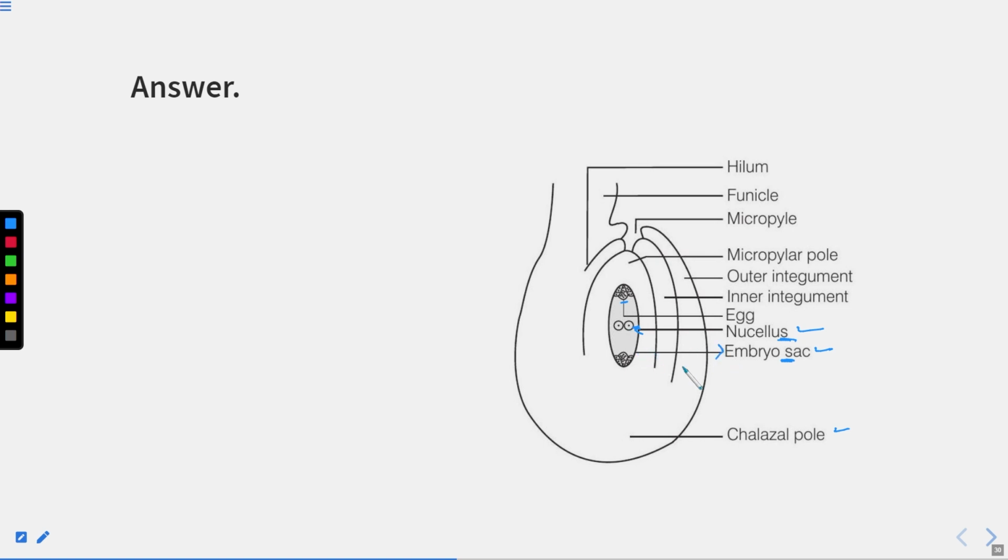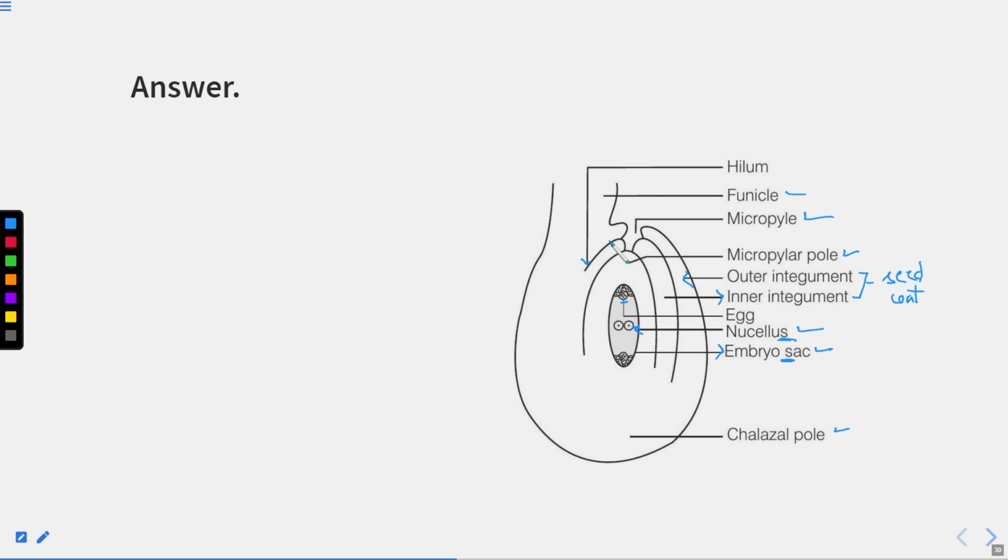Here you can see this is the inner integument. So two integuments are present. This is the inner integument and this is the outer integument. Later on, what will the outer integument and inner integument form? They will form the seed coat. Here is the micropylar pole. This is the micropyle, which will form the seed pore. This is the funicle, and this is the hilum here.